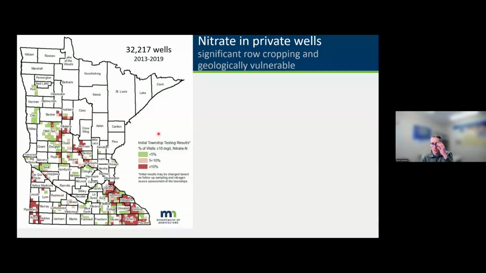One of the most commonly detected contaminants in groundwater, especially in Minnesota, is nitrate, both in surface water and in groundwater. And these are results from nitrate testing that took place between 2013 and 2019, covering over 32,000 different wells. It was primarily targeting areas in the state that had significant row cropping and were also geologically vulnerable.